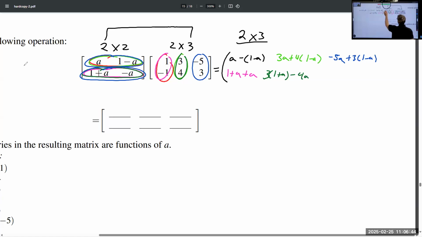Row by column. 1 plus A times negative 5 minus 3A. Oops. Is that step okay? Is it clear how I'm multiplying them?